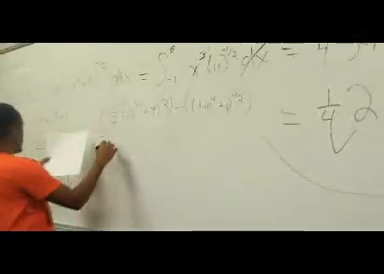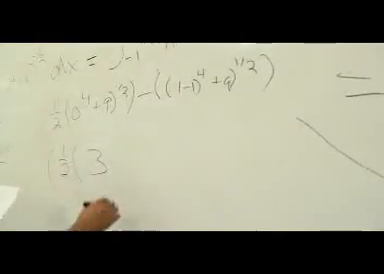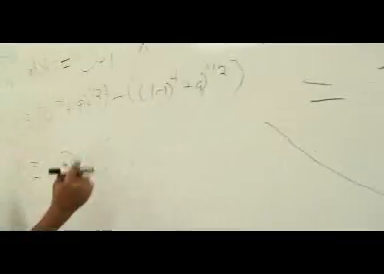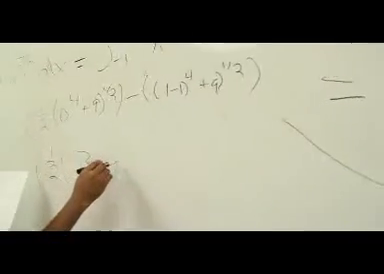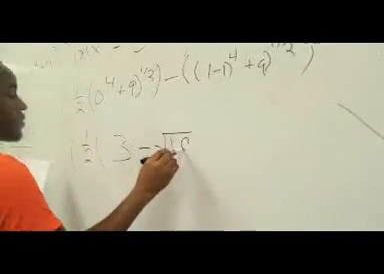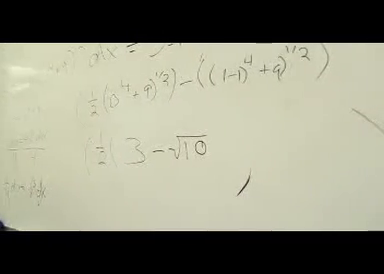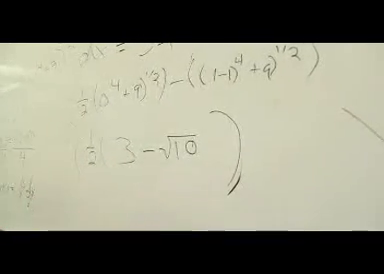Now we do some simplifying with each side. This will be 1/2. This is the square root of 9, which is 3. This is -1 plus 9, so this is going to be the negative square root of 10. That's our answer for substitution with limits.